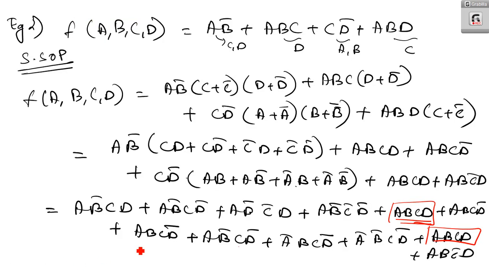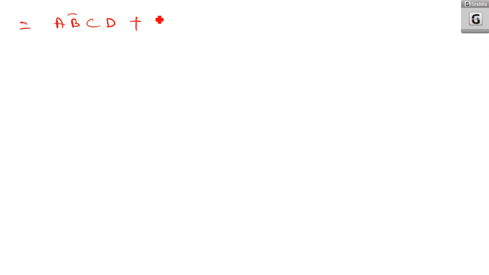So that is equal to a b bar c d or a b bar c d bar. Yeah, you can get a b bar c d bar from these two terms. So that will become only a b bar c d bar. What is the next term?